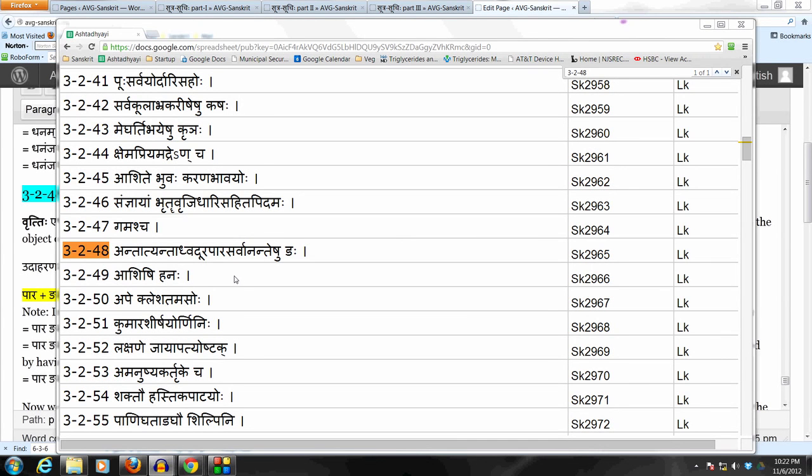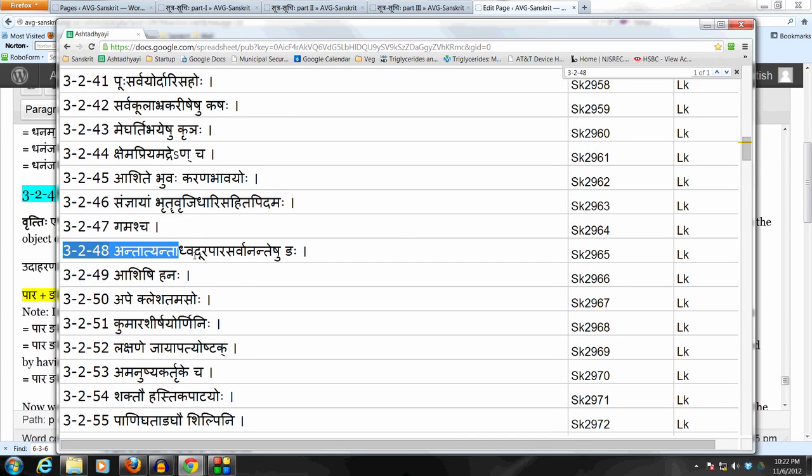Now let us look at another krit pratyaya, the pratyaya da. This is the affix prescribed by the Sutram 3.2.48. Antatyanta dva dura para sarvananteshu daha.